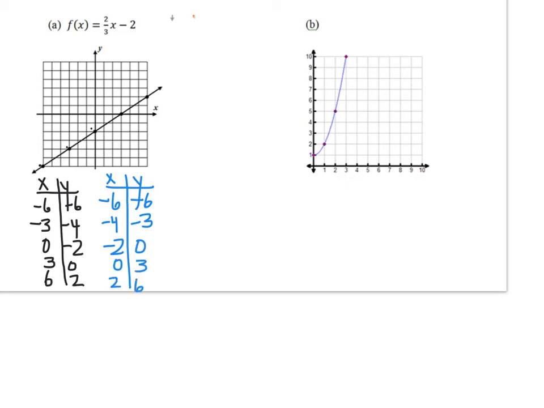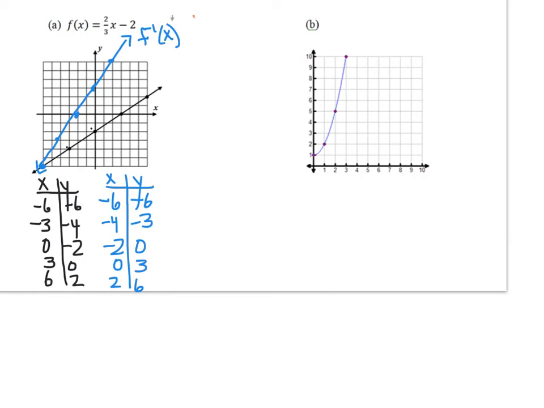So I'm going to plot those points on my graph. -6, -6, -4, -3, -2, 0, 0, 3, and 2, 6. Connecting those points, that's going to be the graph of my inverse function. So I'm going to label that f inverse of x.